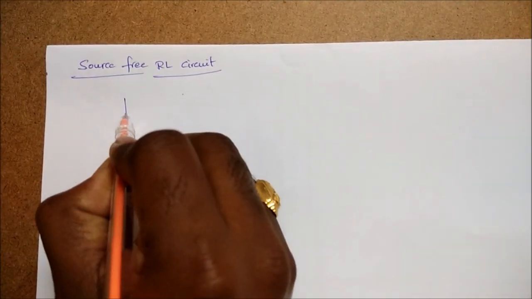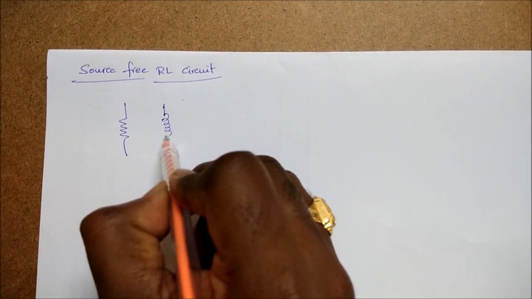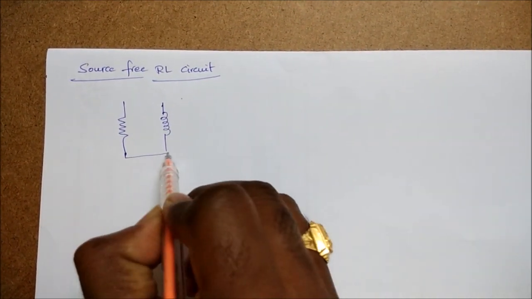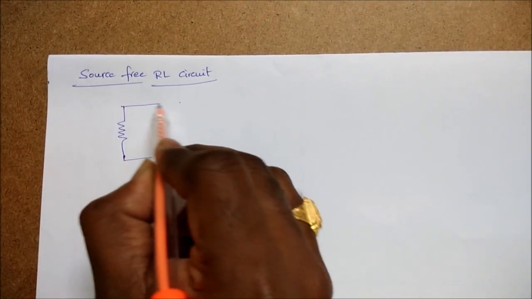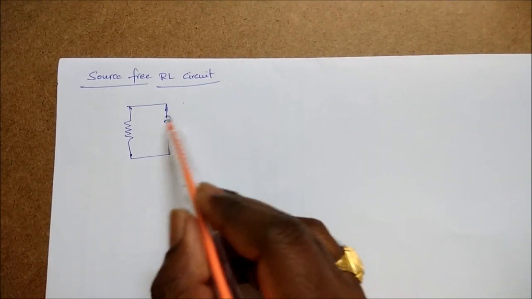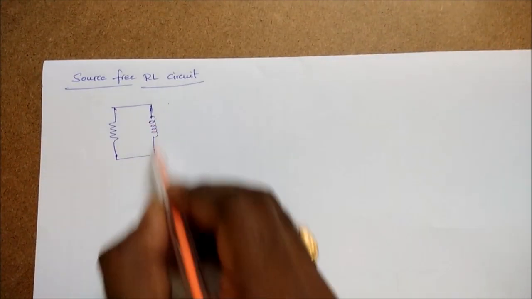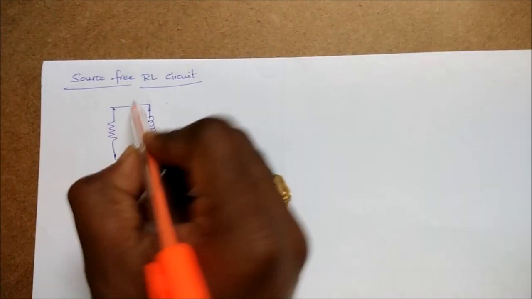Hi friends, today we will see the source-free RL circuit. That means only resistance and inductance are present. There is no source. Source free means there is no source. Initially the inductor is charged, it has some energy. So now that energy is dissipated through this resistor.